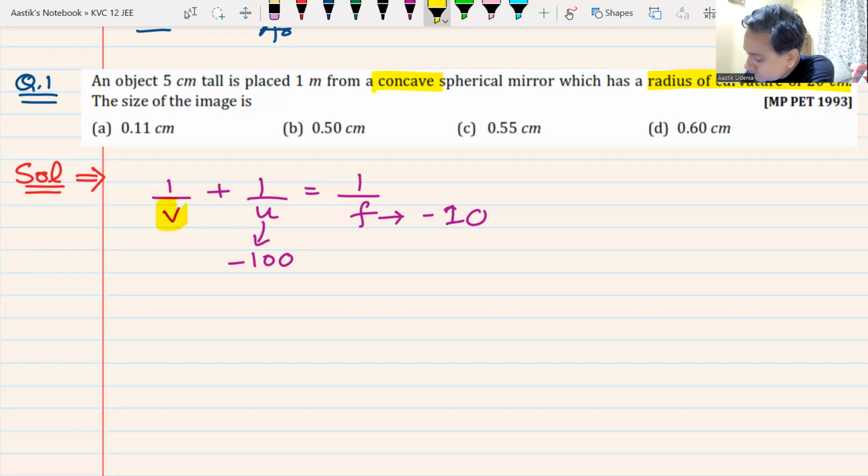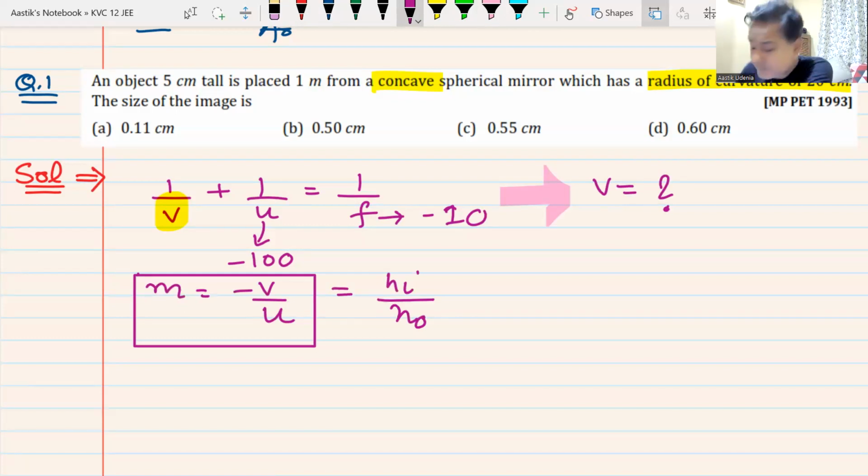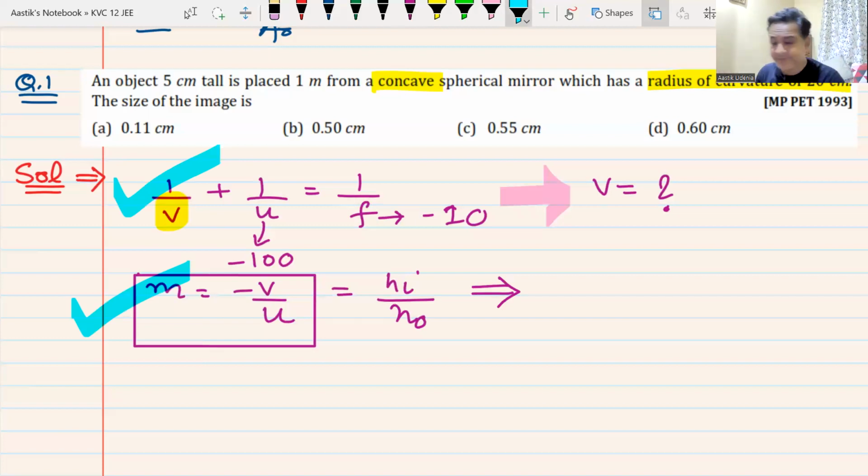From here you will get the value of v. That is correct. What is the value of v you are getting, beta? Okay, you will get some value of v. Then what will you do? Magnification will be equal to minus v by u. Once you get this magnification, that is height of the image divided by height of the object. From there, you will get the value of the height of the image. Well done. This is exactly correct. All of you have done this one in this way.